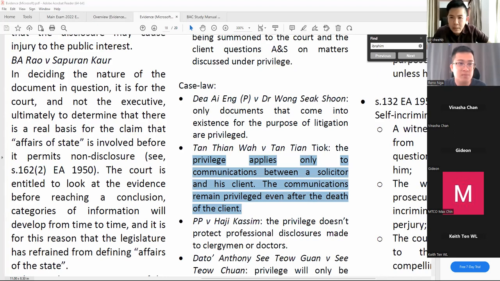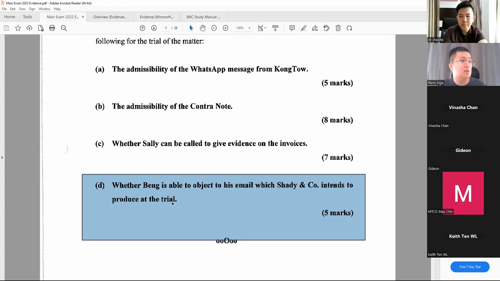Don't worry. So what is the answer for 70 again? Didn't catch that. 70 is 126. Section 126, the client privilege, which means the lawyer can only produce the communication between lawyer and client where the client gives consent.